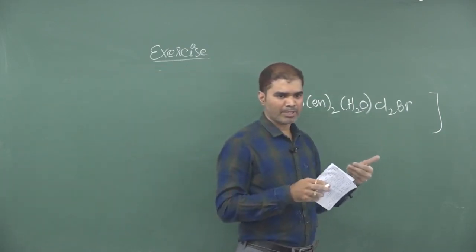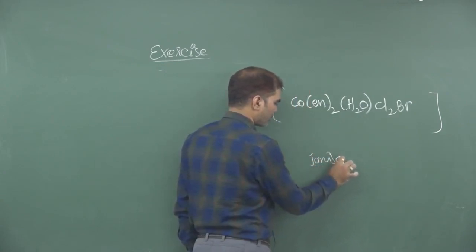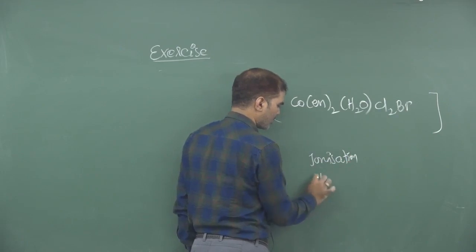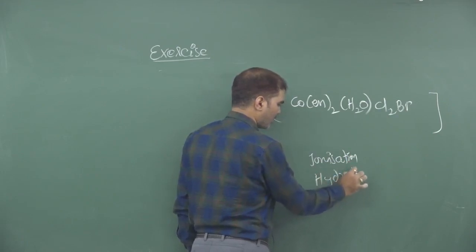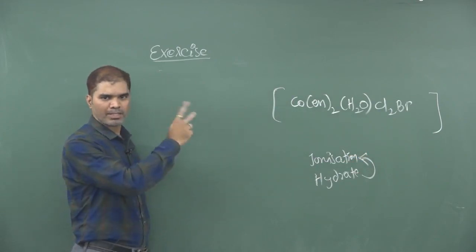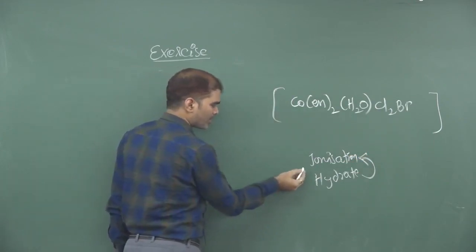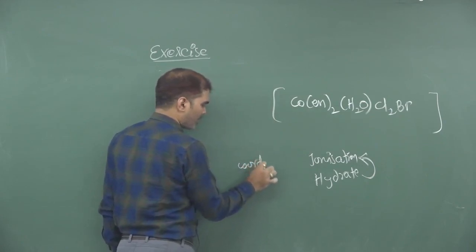Coming to the remaining isomers. What are the remaining isomers we have studied? Ionization. Hydrate isomerism. Hydrate is one form of ionization isomerism only, where a water molecule will exchange for the ion which is present outside the coordination sphere. Then we have coordination isomerism.